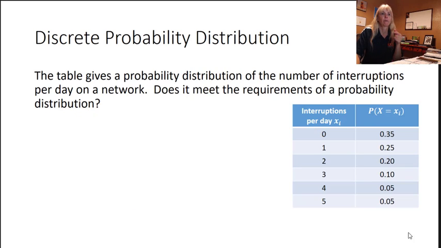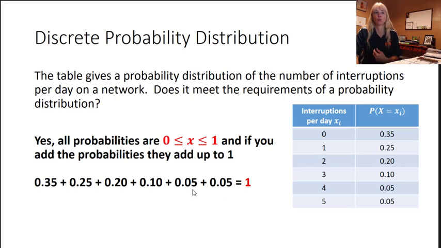All right, so what if I asked you, does this probability distribution actually meet the requirements? Well, the first thing you want to do is look at all these probabilities and make sure they're 1 or less, right? And then you also want to make sure that all the probabilities add up to 1. So, yep, they were all certainly between 0 and 1, no negatives. And then I add all of them up, and I do get all the probabilities add to 1.